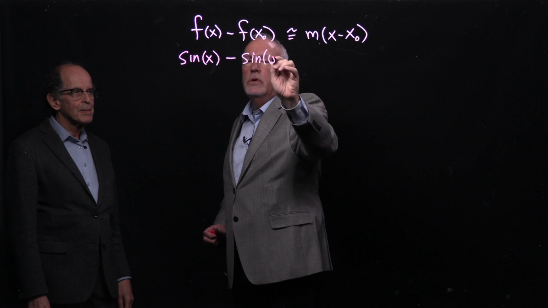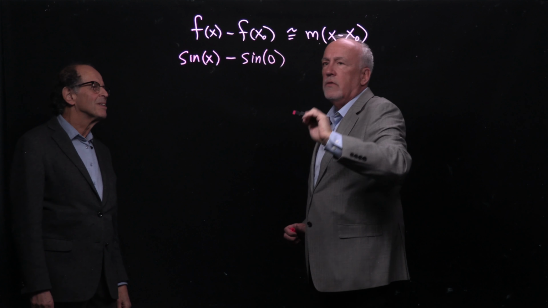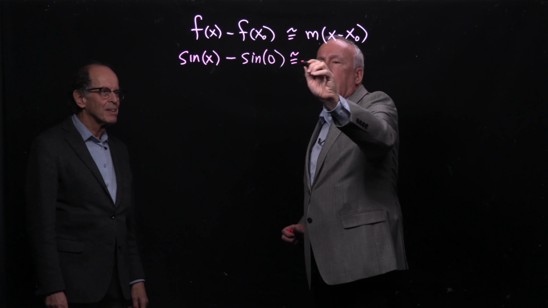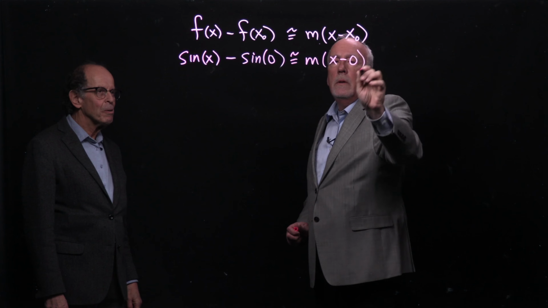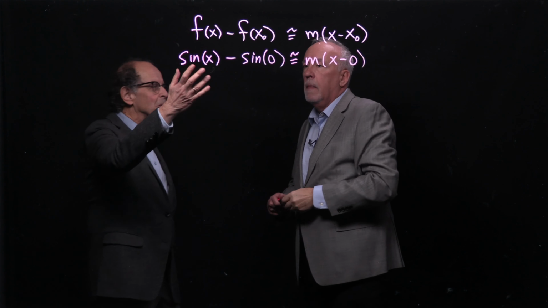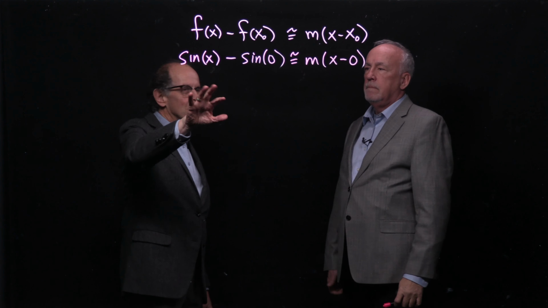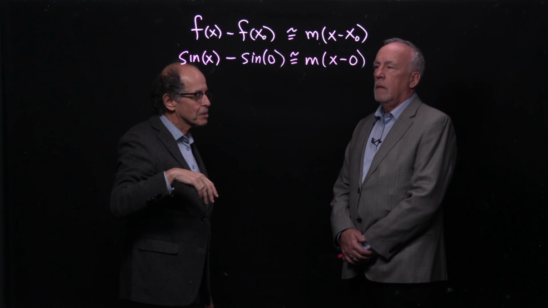And for x0, we're just going to take 0 because it's easier for us. And we want this to be approximately m times x minus 0. Now we don't know what m is. Before, it was x, it was easy. This is a placeholder for something rather complicated.